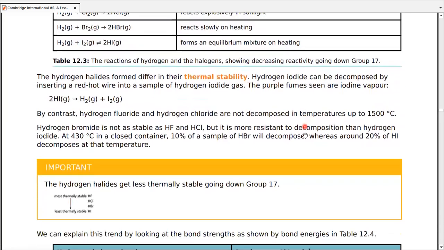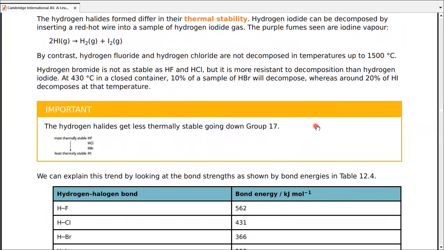Now, the hydrogen halides formed differ in their thermal stability. Of course, we can thermally decompose them if they are weaker in their formation or if they form slowly. If they form fast in a vigorous way, their thermal stability would be much better compared to the former. So hydrogen iodide, as I've said earlier, can be decomposed by inserting a red-hot wire in a sample of hydrogen iodide gas. Purple fumes are seen for iodine vapors. By contrast, hydrogen fluoride and hydrogen chloride are not decomposed in temperatures up to 1500 degrees centigrade. This clearly describes the thermal stability I just described. So hydrogen bromide is not as stable as HF and HCl, but it is more resistant to decomposition than hydrogen iodide.